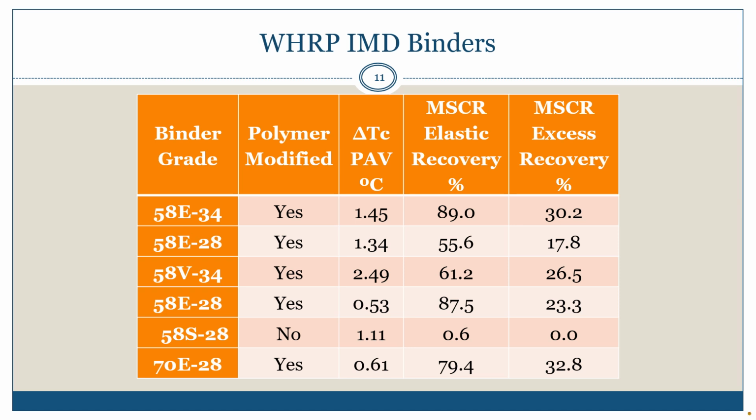I want to talk a little bit about that last column there, the MSCR excess recovery. And what I mean by that is the recovery in excess of the minimum value given in the appendix of AASHTO M 332. That's a minimum value for elastomerically modified binders. And the excess over that we found was a good indication of how effective a polymer modified binder was in giving you enhanced fatigue performance.